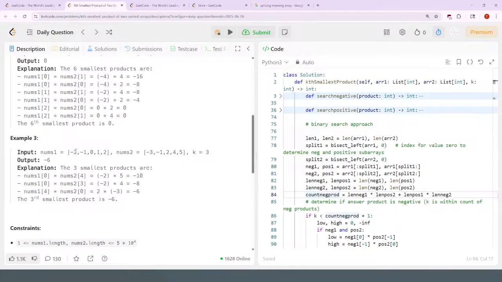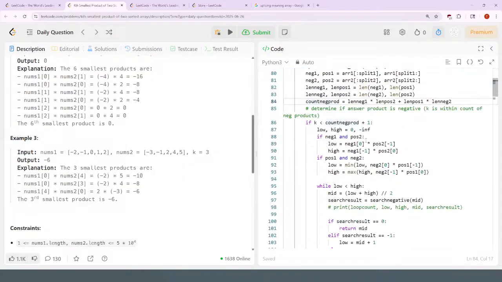So obviously positives are going to be after negatives, and if you have, for instance, 2 times 3, which is 6, versus 2 times 3, which is 6, so you have 12 negative products from that calculation. And if k was up to 12, then that means that you'd be searching in your negative space. Otherwise, you'd be searching in the positive space, where the positive products are produced from multiplying 2 positives, positives versus positives, or multiplying 2 negatives, negatives versus negatives. So anyways, just separating that out.